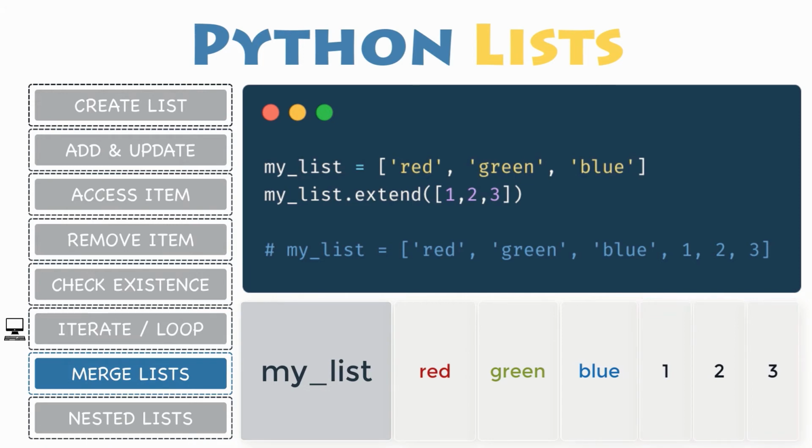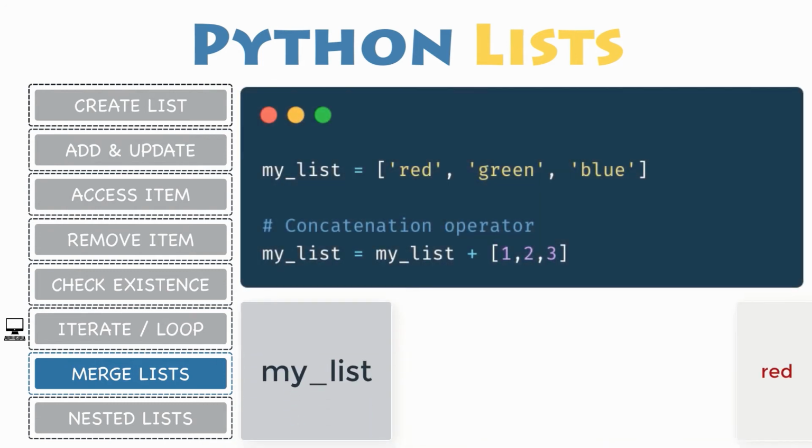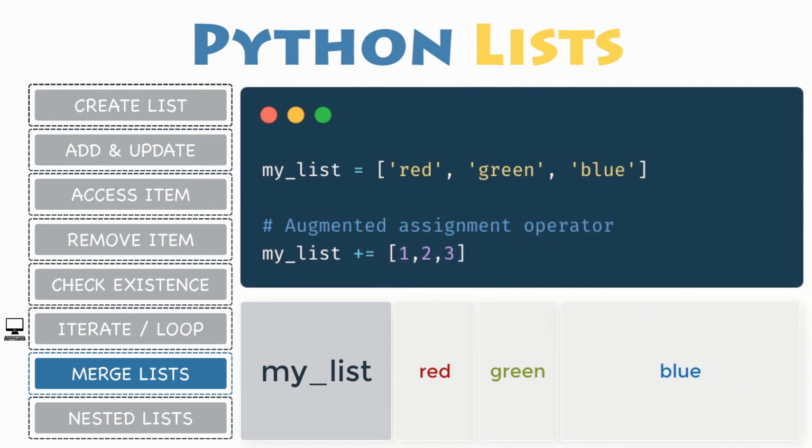As you can see in this example, merging the two lists will result in combining all of the items, red, green, and blue, with the new items, 1, 2, and 3. Alternatively, you can use the concatenation operator, plus, or the augmented assignment operator, plus equals, to combine two lists. This will produce the exact same result, with the first list containing all of the items. If you need help using operators, check out our blog and the video about Python operators.